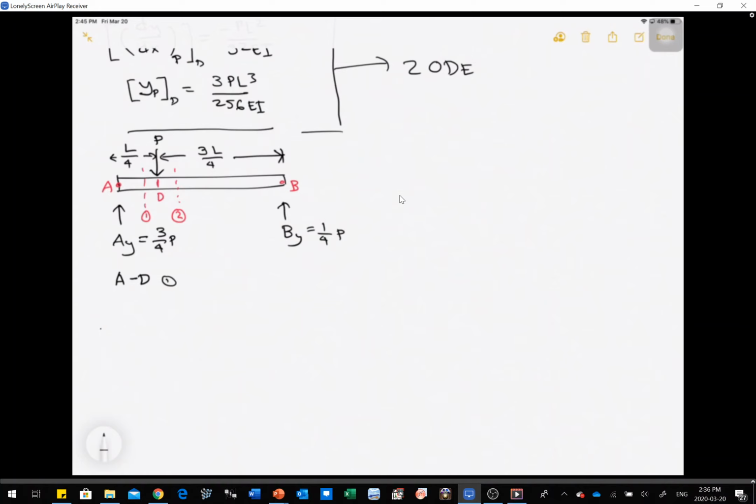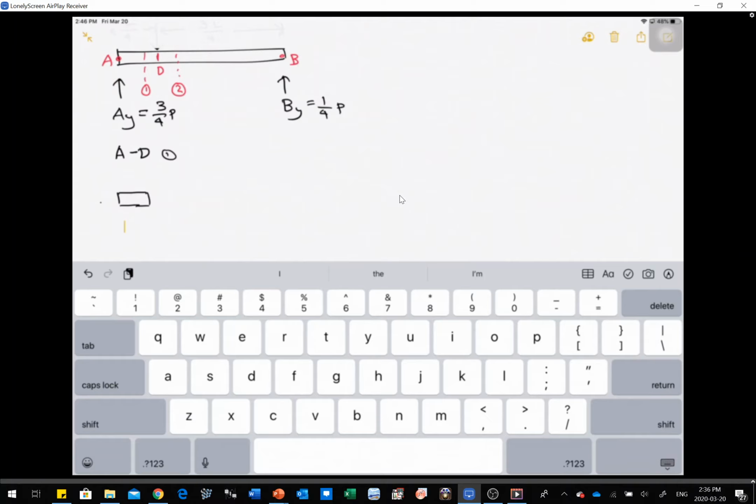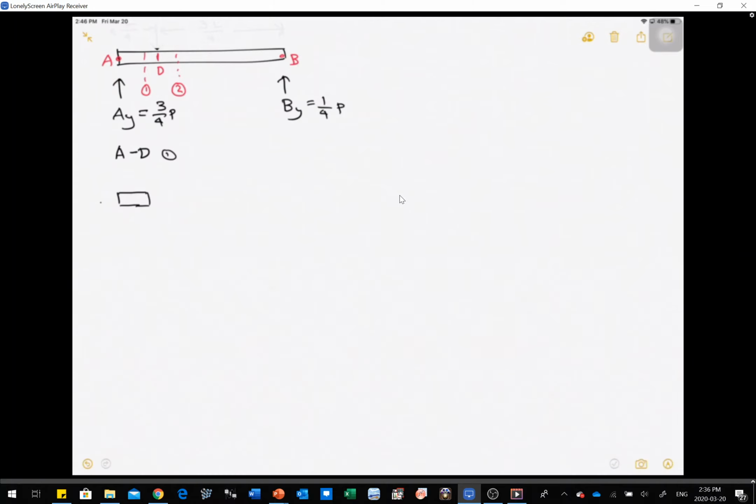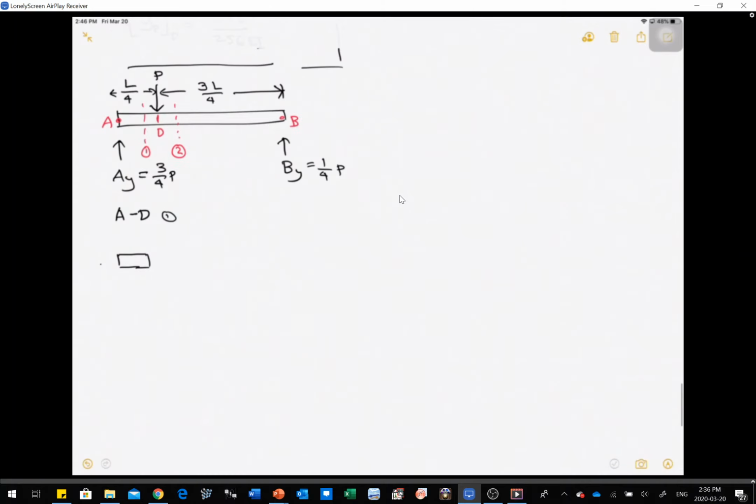Now for section 1 right here, we do not have our P there, so we have this. We have 3 over 4 P.